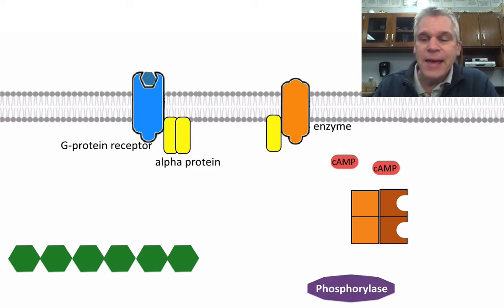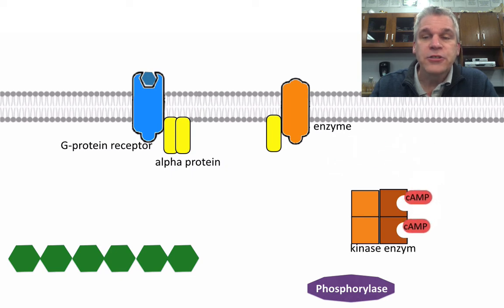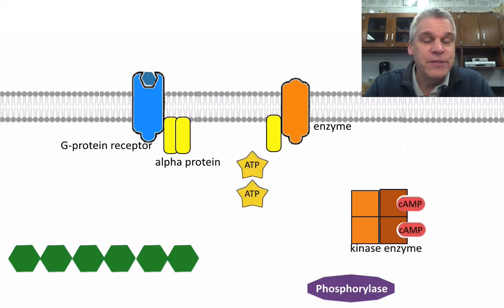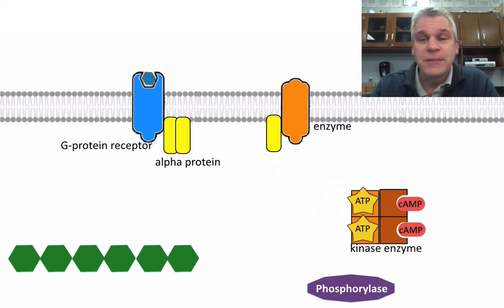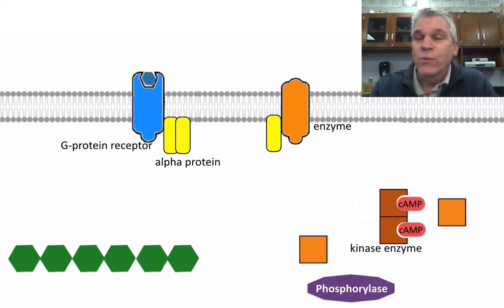Now, these cAMPs will attach to kinase enzymes that are in the cytoplasm of the cell. This causes the kinase enzyme, which is inactive, to have another conformational change to cause them to become active. Now, as an enzyme, it will require a little bit of energy, so ATP is going to come into play, and now that kinase enzyme will split apart and now be active. In other words, it has phosphorylated.